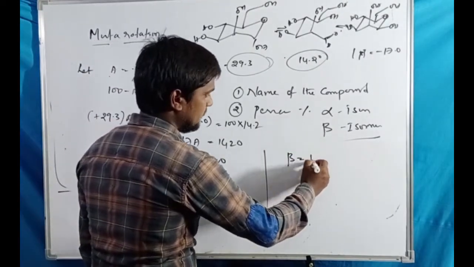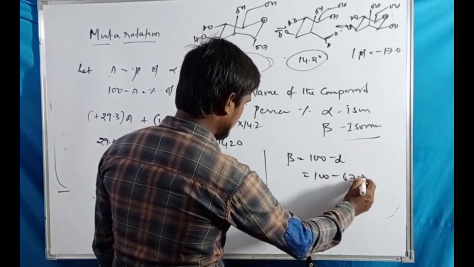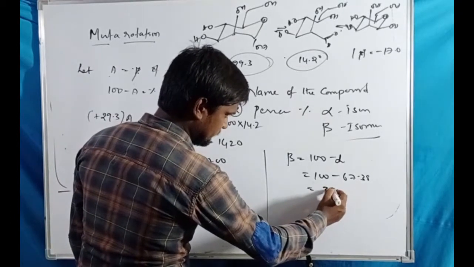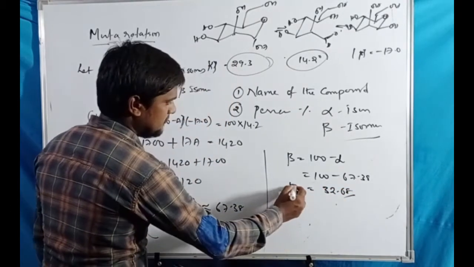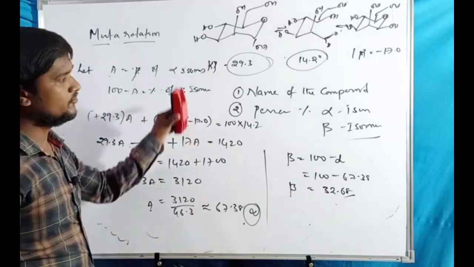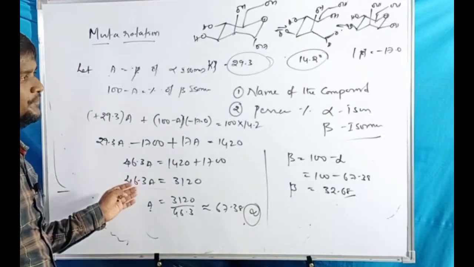Now the beta isomer is equal to 100 minus alpha. So 100 minus 67.38 is approximately 32.62. This is the beta isomer, and this is the alpha isomer. Because of that, the alpha isomer is more stable than the beta isomer in the case of the mannose structure.